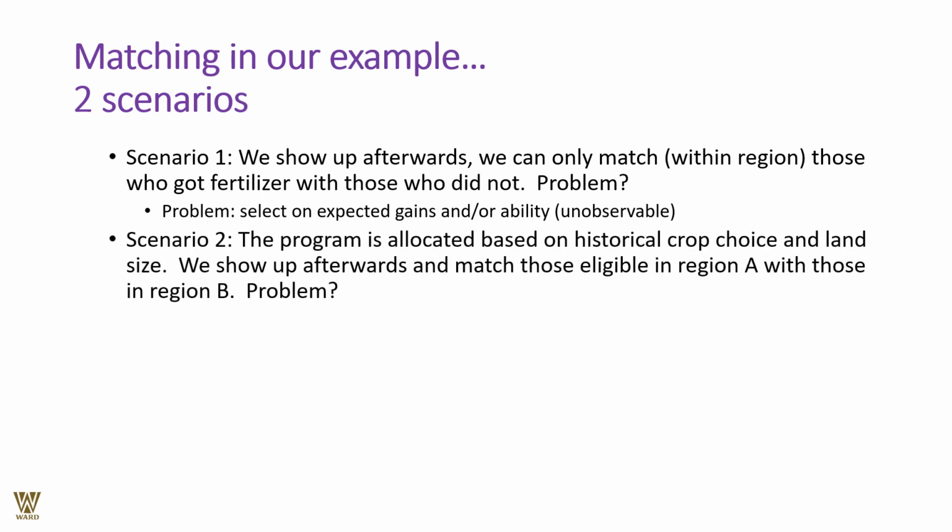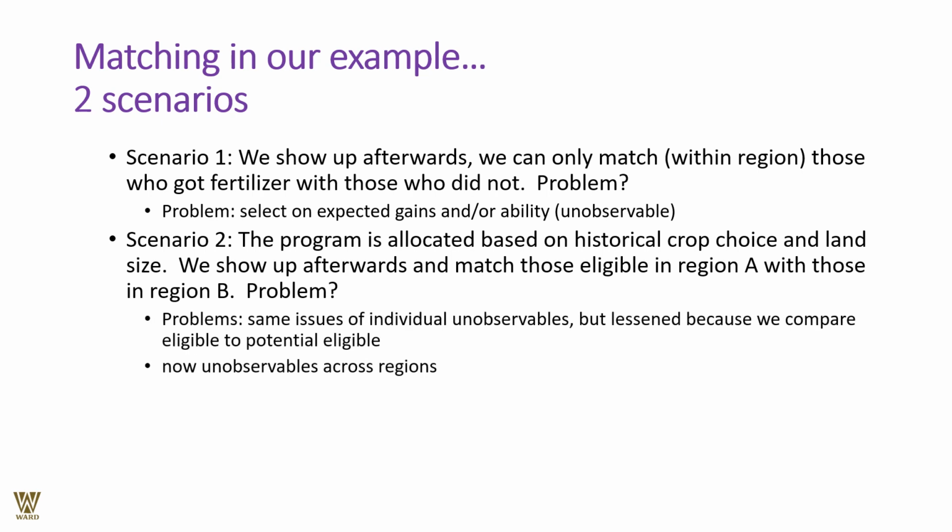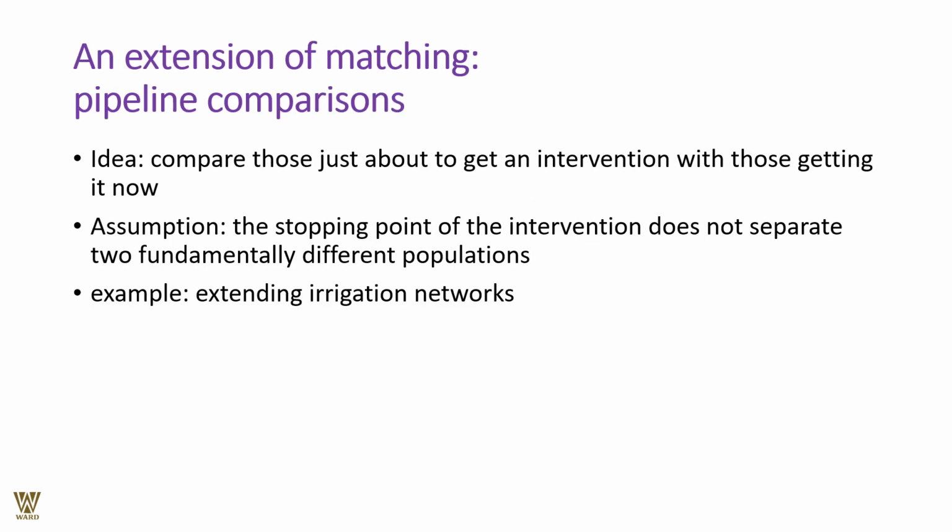Let's say scenario two, the program is allocated based on historical crop choices and land sizes, something which has been consistent over a period of time. We show up afterwards and match those eligible in region A with those in region B. The problems are the same as the issues with individual unobservables, but lessened because we compare the eligible, so the potential problem is now unobservables across regions per se.